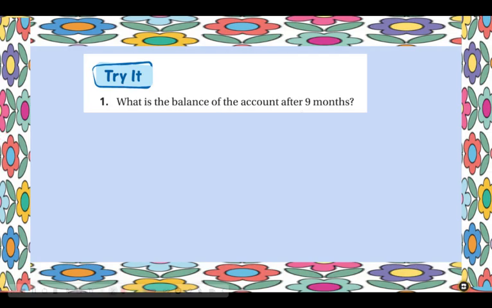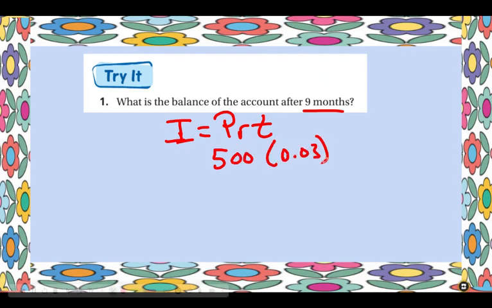What is the balance in the account after 9 months? We're going to use the previous example. I equals principal times rate times time. The principal was $500. The rate was 3%. This time it's for 9 months, so we're going to put 9 over 12, which as you know is 3/4 of a year. When we multiply all of that out, we will get $11.25.